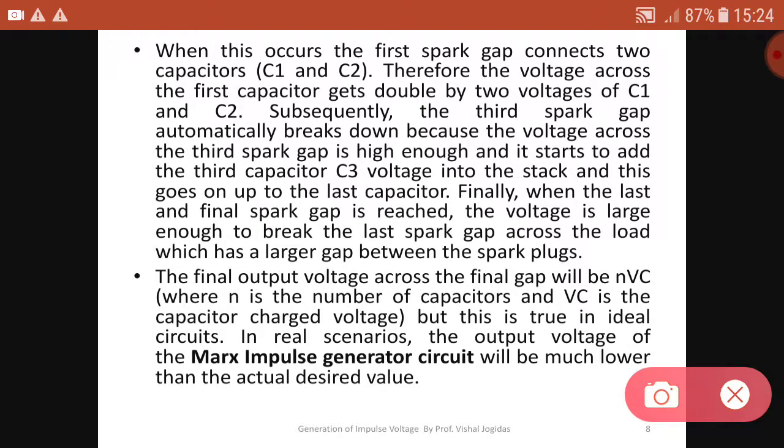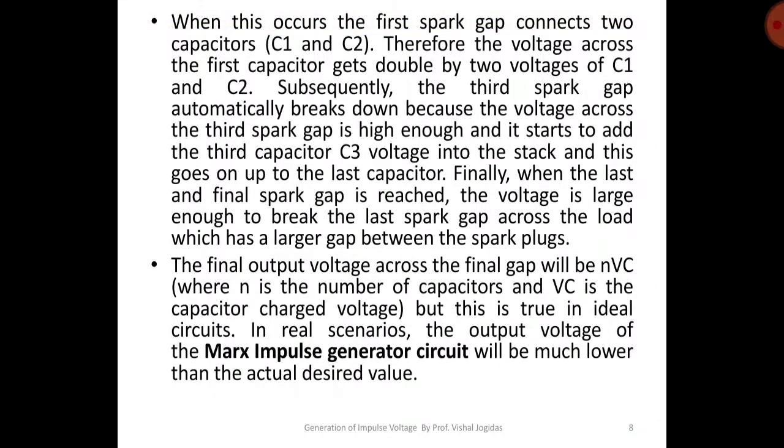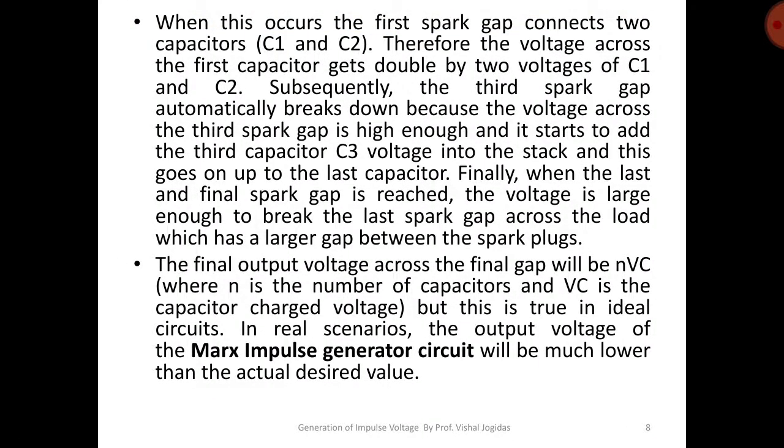But this is true only in ideal circuits. In real scenarios, the output voltage of the Marx impulse generator circuit will be much lower than the desired value because many losses take place in this circuit.